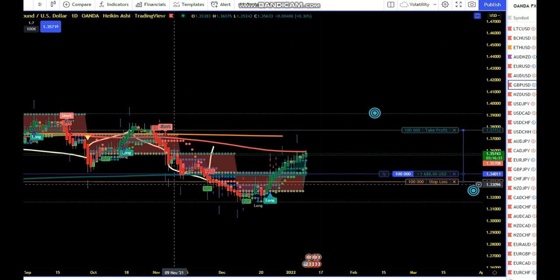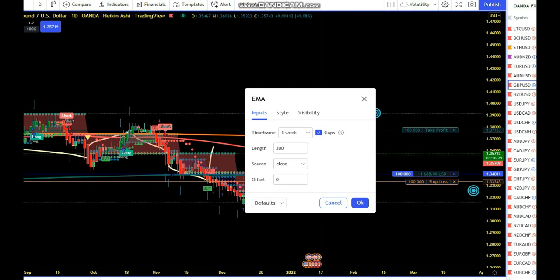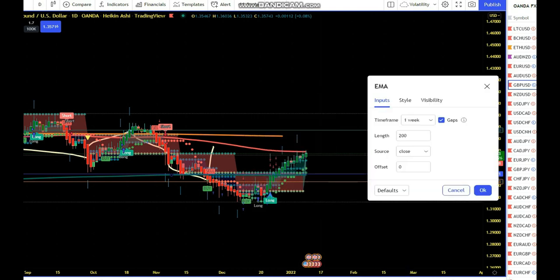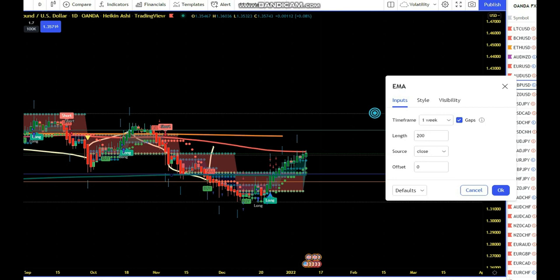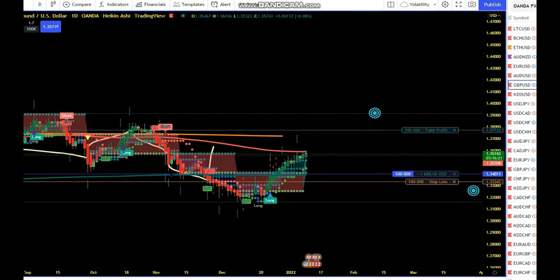Then we have here the green line. This is my weekly 200 moving average, and we see here clearly British pound sterling is over weekly 200 moving average, reaching now daily moving average of 200, and going for 9 days 200 moving average, which is a good sign that we can take long positions.